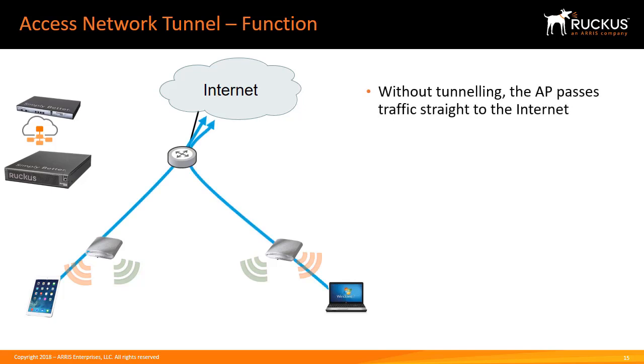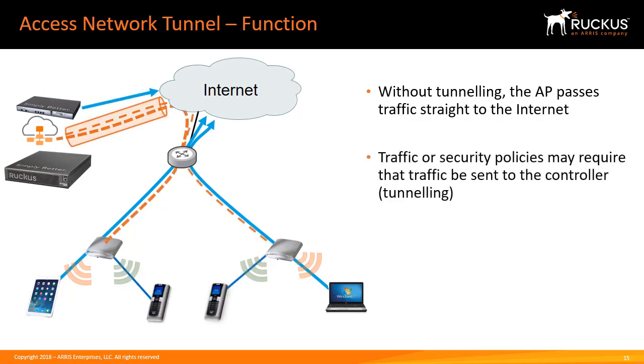Without tunneling, an access point passes traffic straight to the internet. This is normal for most deployments. However, there are occasions where the traffic or security policies require the traffic to be sent to a controller. VoIP is probably the scenario you will be most familiar with, where connections require fast BSS transitions. You may also want to use tunneling in conjunction with data monitoring.